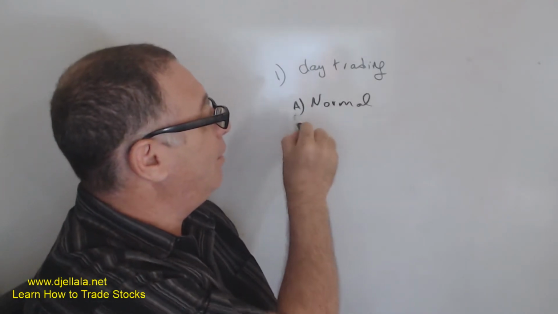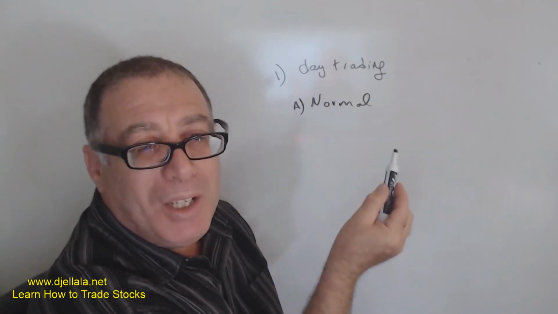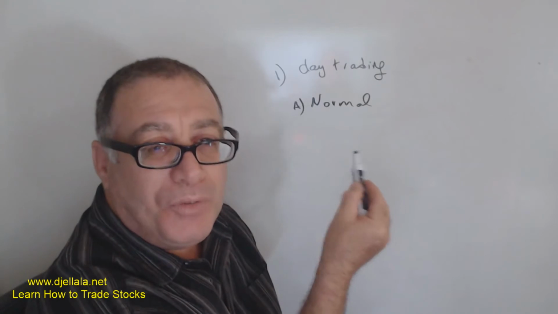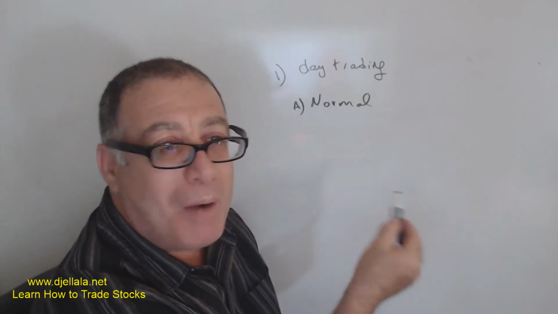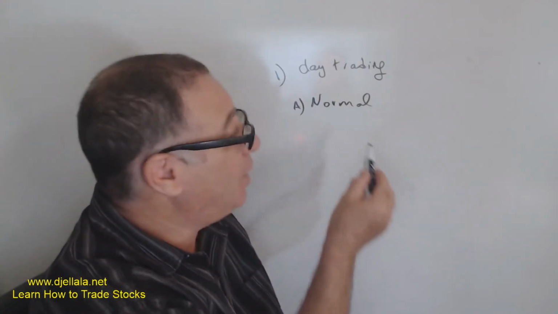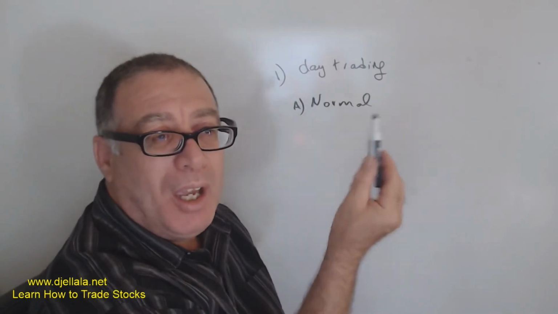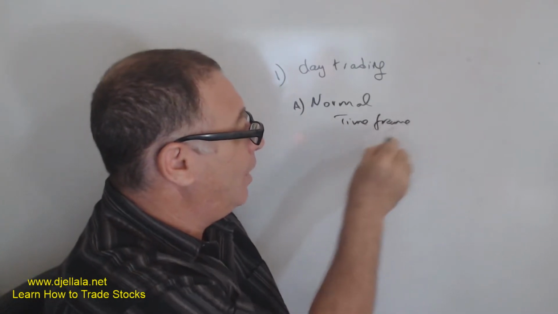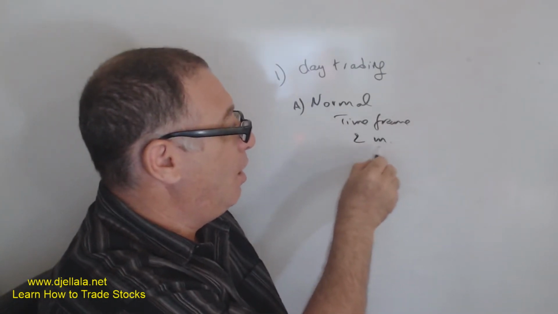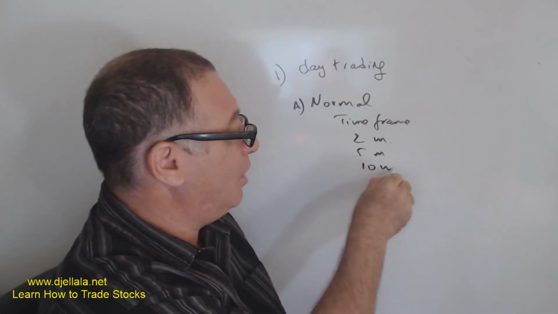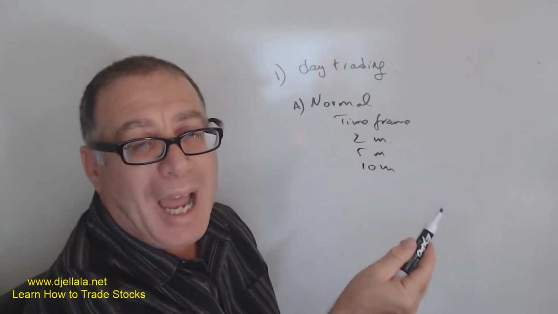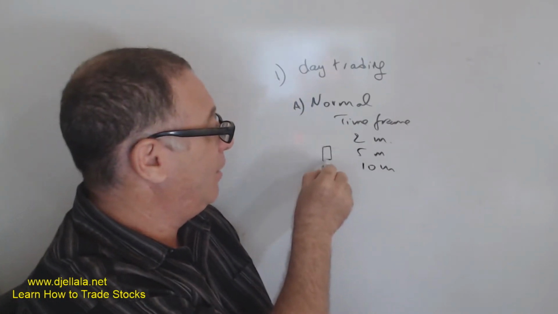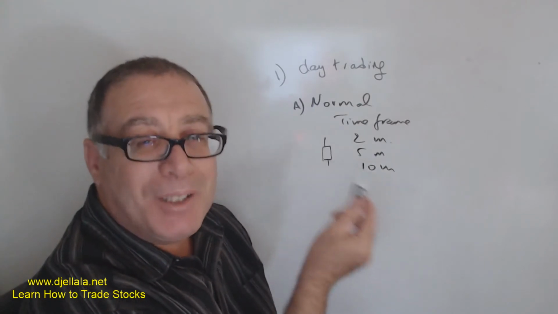A, normal trading, it means you buy in order to stay 15 minutes, half an hour, 2 hours, 3 hours, 5 hours, the whole day. This is called normal trading. It means you choose a time frame like 2 minutes or 5 minutes or 10 minutes, whatever you like. The time frame means the candlestick, when you see it, the candlestick like this.